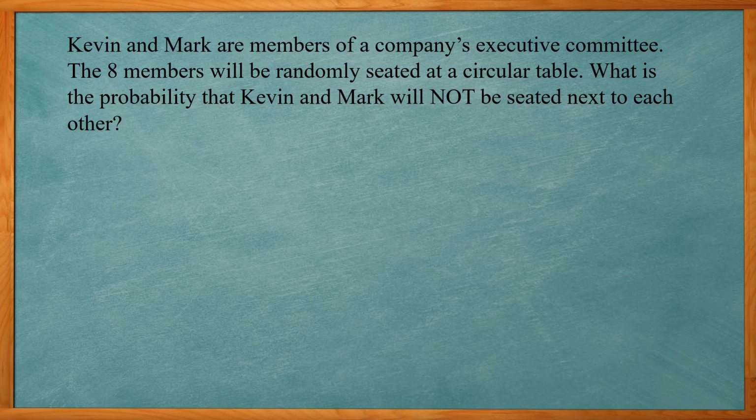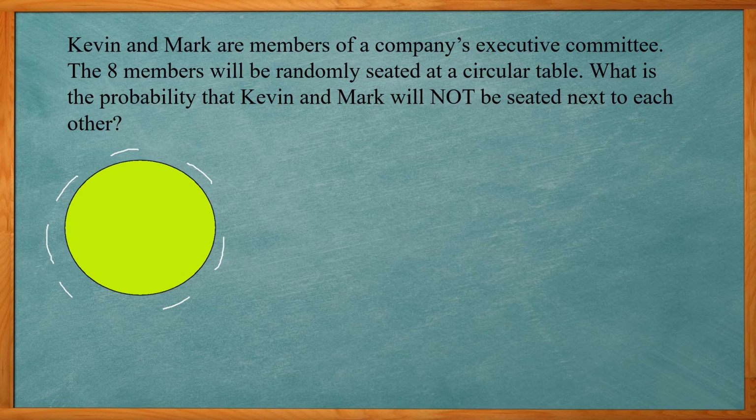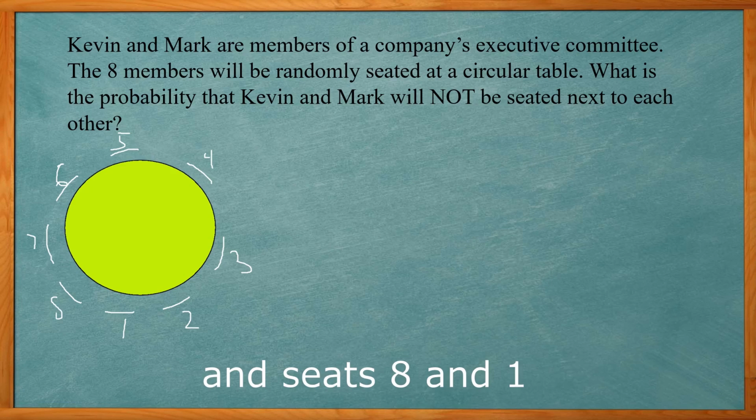All right, so let's say we have a table. We're going to sit 8 people around it. Let's make seats here: 1, 2, 3, 4, 5, 6, 7, and 8. So the first thing I want to find is how many ways Kevin and Mark can sit next to each other. Now if they were in seats 1 and 2, they'd be next to each other. If they were in 2 and 3, they'd be next to each other. 3 and 4, 4 and 5, 5 and 6, 6 and 7, and 7 and 8.